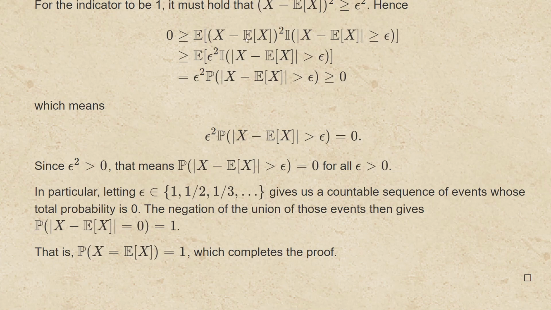In particular, that's true for epsilon equal to 1, 1/2, 1/3, 1/4, and so on. And that gives us a countable sequence of events whose total probability is 0. The negation of the union of those events then gives the probability that the difference between x and its mean is 0, it has to be 1 minus 0 or 1, which completes our proof.